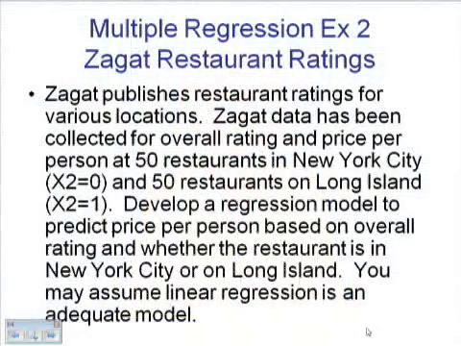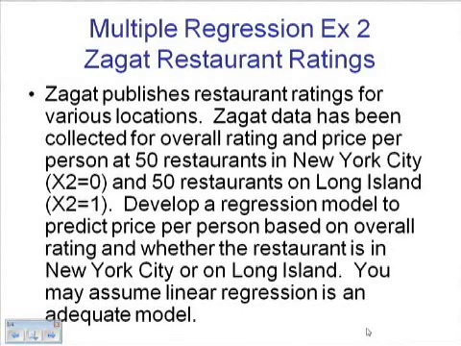Regression Example 2, a continuation of the Zagat Restaurant Ratings example. Let's review the scenario one more time. Zagat publishes restaurant ratings for various locations. Data has been collected for overall rating and price per person at 50 restaurants in New York City, 50 restaurants on Long Island. We have already developed a regression model to predict price per person based on overall rating and whether the restaurant is in New York City or on Long Island. Again, you may assume linear regression is an adequate model.